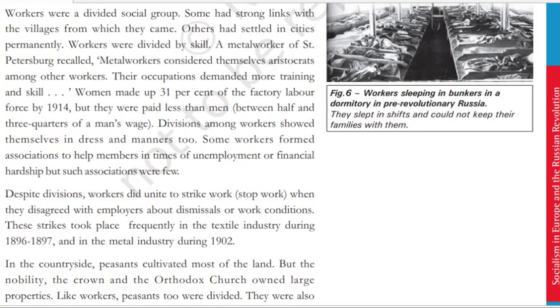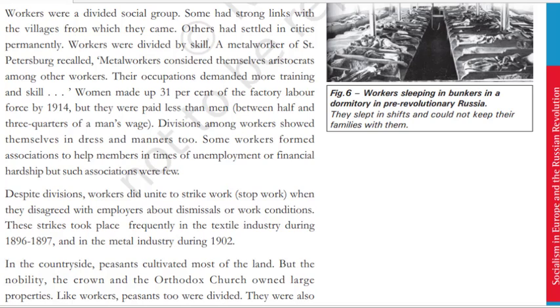Despite divisions, workers did unite to strike work, stop work when they disagreed with employers about dismissals or work conditions. These strikes took place frequently in the textile industry during 1896-1897, and in the metal industry during 1902. In the countryside, peasants cultivated most of the land. But the nobility, the crown and the Orthodox Church owned large properties.